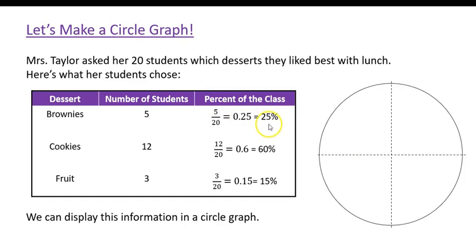Now, the brownies represent 25% of the class. So 1/4, or 25% of that circle, is going to be for brownies.